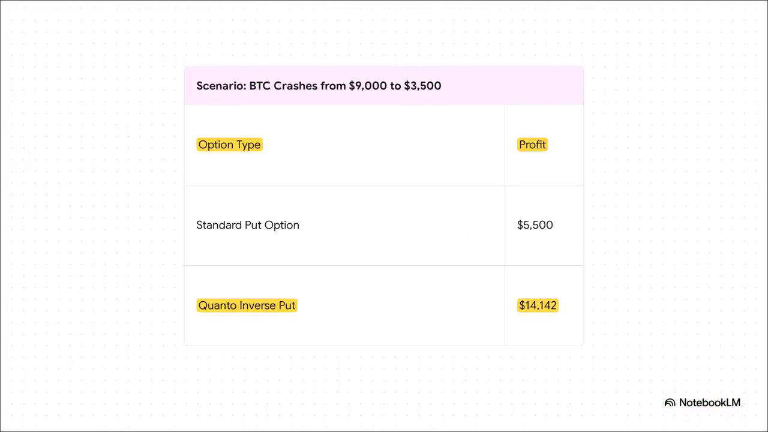And this right here, this is where you see the raw power of these things, especially in a crisis, a real black swan event. Let's take the big crash in March 2020. If you had a standard put option, a simple bet against the market, you would have made $5,500. Not bad. But with a quanto inverse put, thanks to its unique structure, that same bet would have paid out over $14,000. It's not just insurance, it's like insurance on steroids.